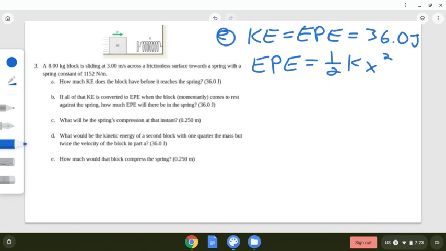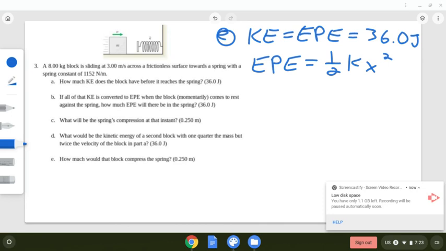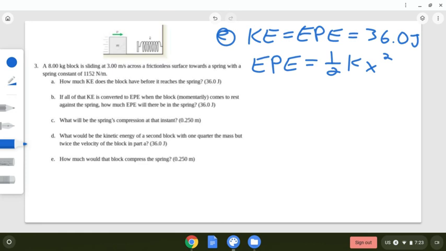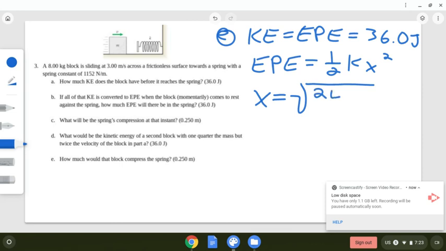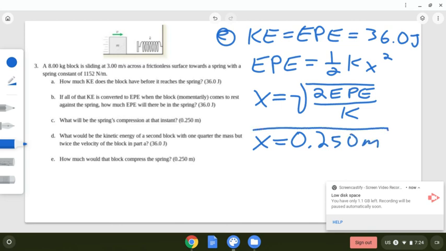Hopefully I can get through this video. I just got the warning that I'm running out of memory. So again, we're going to do some algebra. We're going to end up in exactly the same place, which is x is equal to the square root of 2 EPE, which is 36 joules, divided by k. And if you plug in the numbers, you should find that x is equal to 0.250 meters. So sorry I'm rushing through this, but I'm getting the warning that my Chromebook's about to run out of memory again. So hopefully it lets me at least record this video.